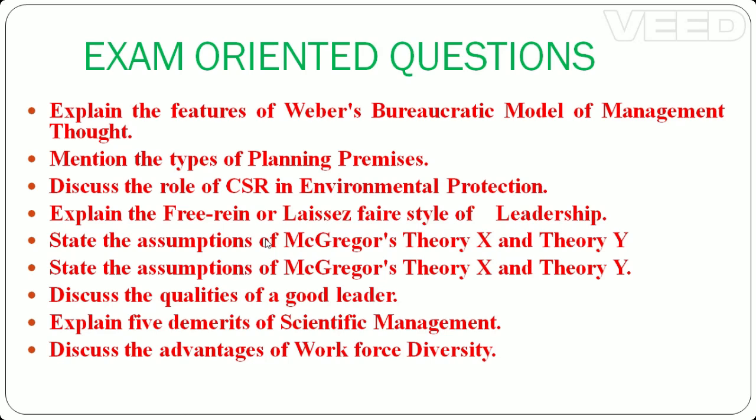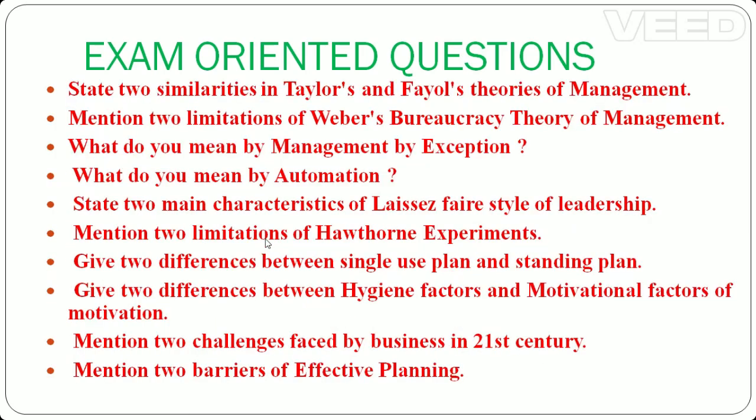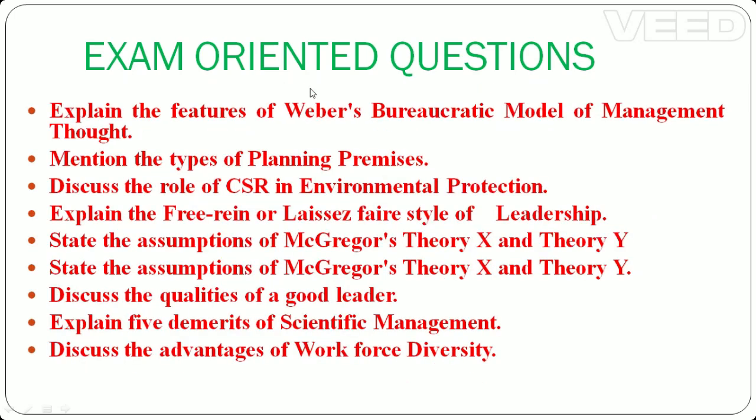Explain the five demerits of scientific management. Whenever you study Taylor's theory of management, that will give you an idea about scientific management. Once you understand Taylor's theory, you will be able to answer questions like the features of Taylor's scientific management theory. You will also be able to give answers like the merits of Taylor's scientific management theory and also the demerits. So it is always suggested that whenever you follow the question papers of previous years, you need not follow only that question; you just go through the question as a whole.